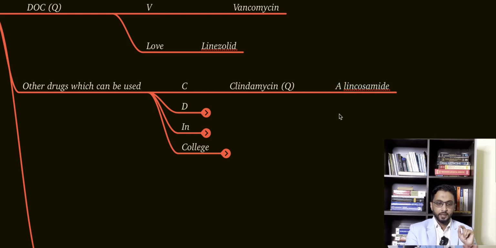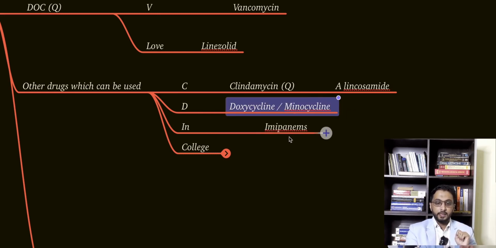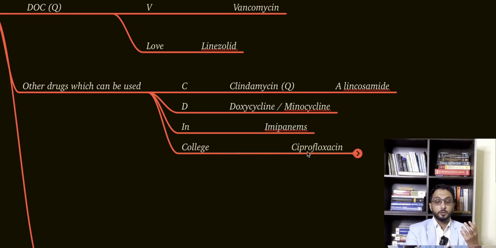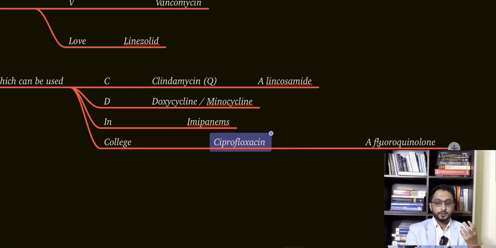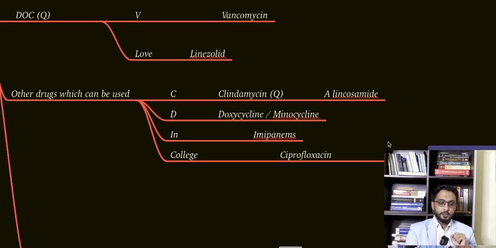Okay, lincosamide, yes. Then D for doxycycline, minocycline. It's a part of tetracycline. So please note, in MRSA, tetracycline is basically not effective, but the modifications, doxycycline and minocycline, are. Now N is imipenems. We're going to come to that, which is a broad beta-lactam, imipenems. And C for college, which is ciprofloxacin. Ciprofloxacin is a fluoroquinolone. There is always confusion: cephalosporin is a beta-lactam, ciprofloxacin is a fluoroquinolone. We have studied the mechanisms, everything. So that's about 'we love'.